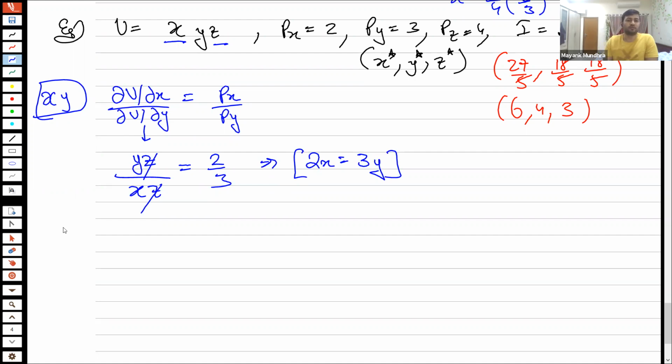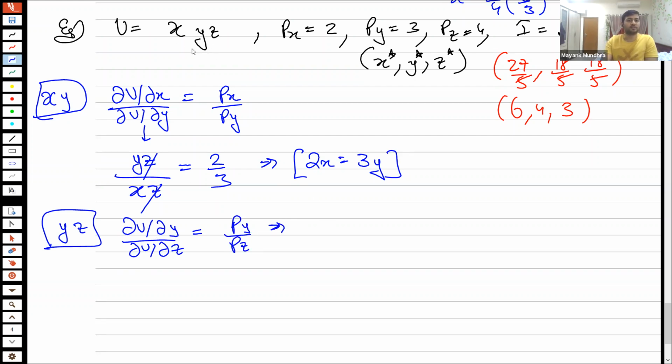would be similarly for Y and Z. For Y and Z, I'll get del U by del Y upon del U by del Z equals Py by Pz. Now del U by del Y, by similar logic, when I differentiate with respect to Y, it's just XZ. When I differentiate with respect to Z, it's just XY. Py is 3, Pz is 4. X and X cancel out. So what you get is 4z equals 3y. Okay.